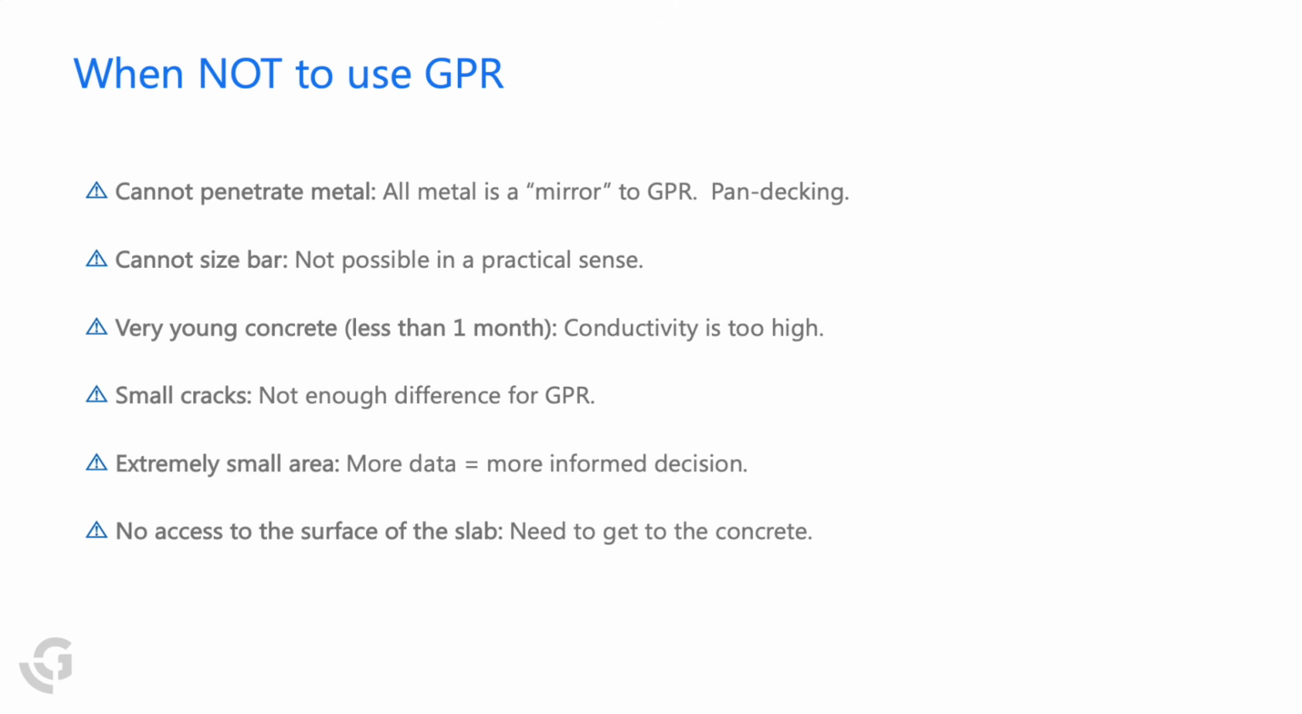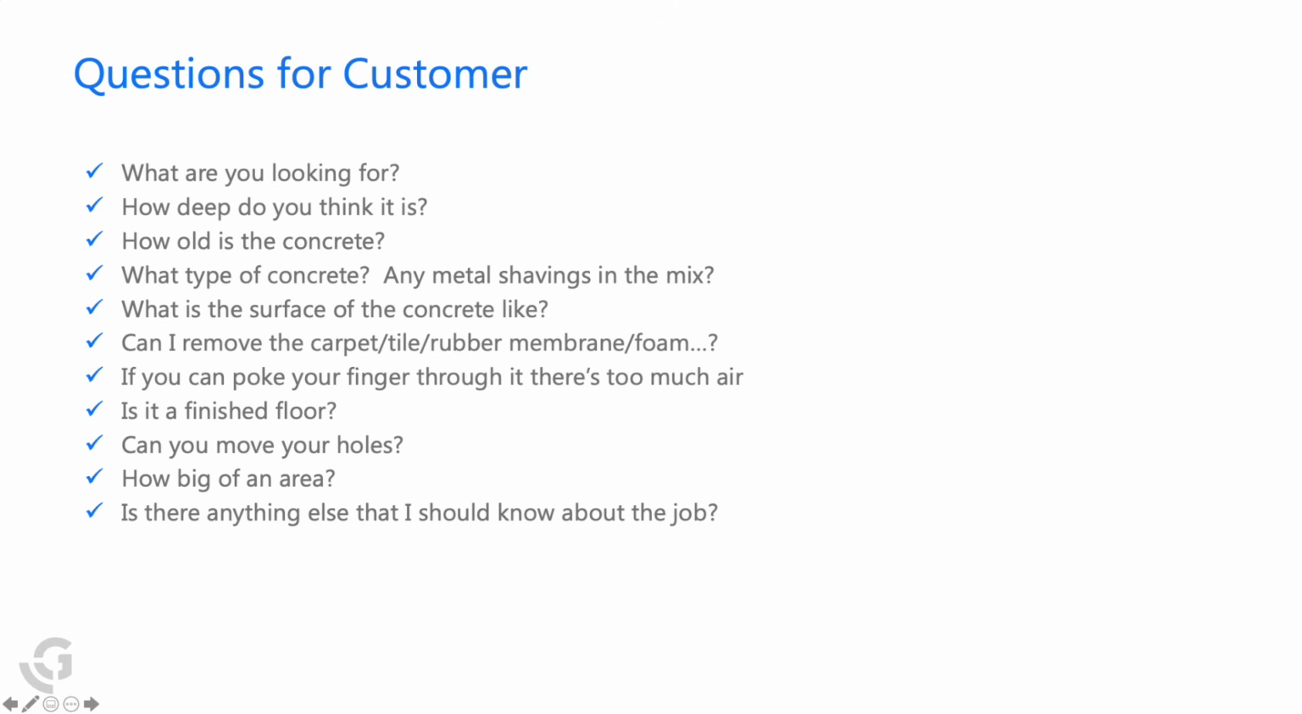Very young concrete, less than 1 month poured, the conductivity is too high. Small cracks, not enough difference for GPR. An extremely small area. It is recommended that you collect as much information as possible to make the most informed decision. If you don't have access to the surface slab, ideally you want the radar system coupled with the surface that you're scanning. Some questions to ask your customer.